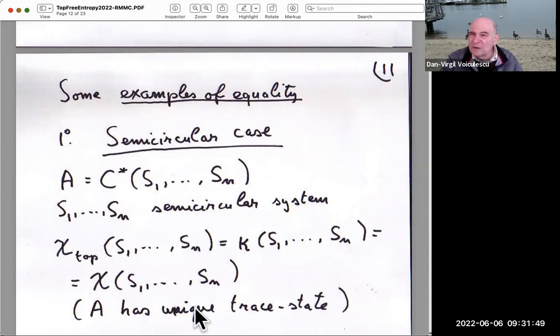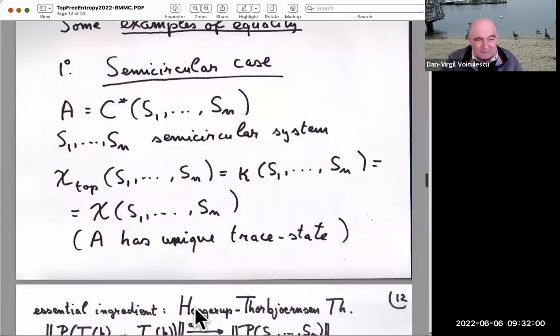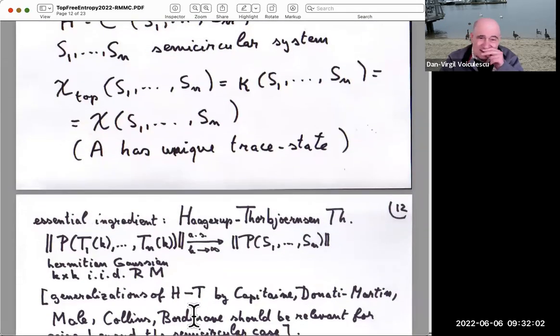I write the free entropy because there is actually a unique trace state, so the equality between free capacity and free entropy is obvious. The essential ingredient to prove this is one needs such norm microstates, and an essential way is to use the results of Haagerup-Thorbjørnsen about norms of non-commutative polynomials in independent Gaussian random matrices.